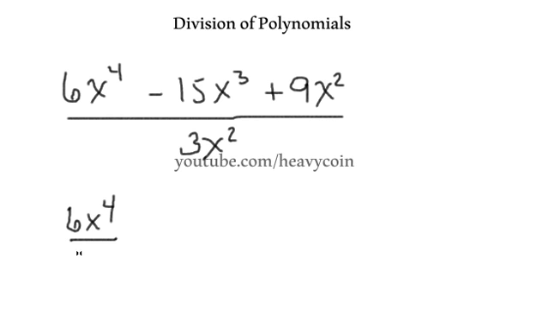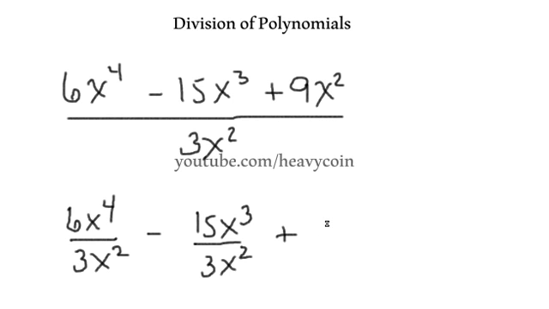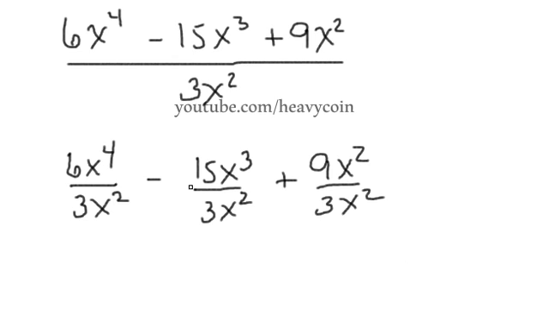Just like this: 6x to the 4th over 3x squared, minus 15x cubed over 3x squared, plus 9x squared over 3x squared. And it makes it nice because 3 goes into each one of these coefficients here.